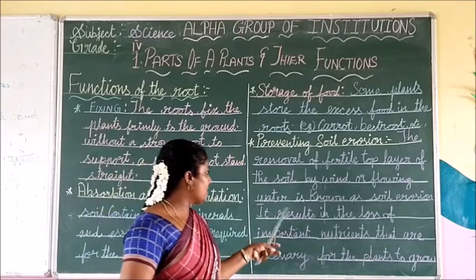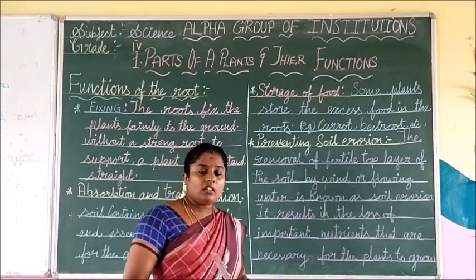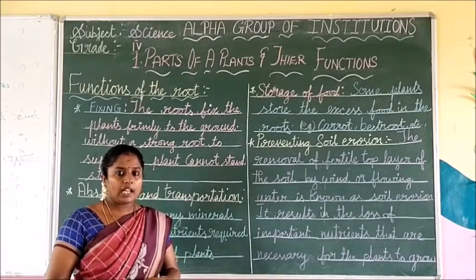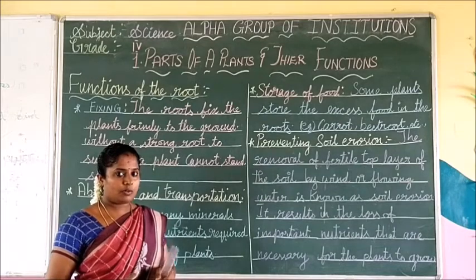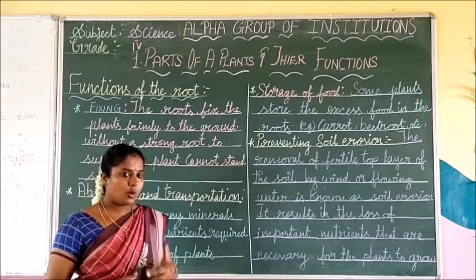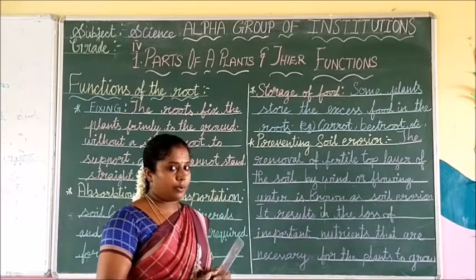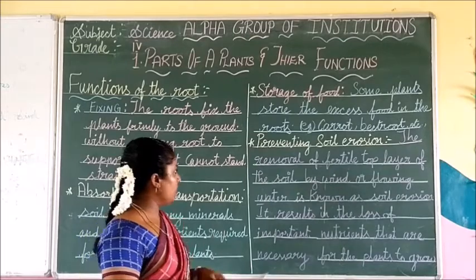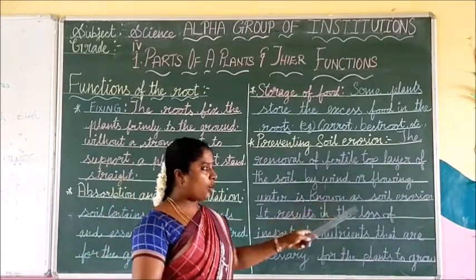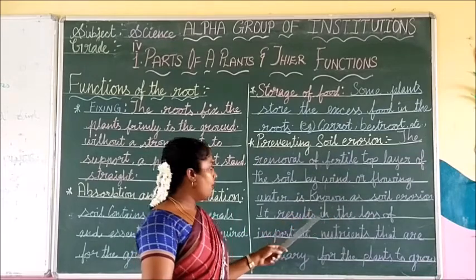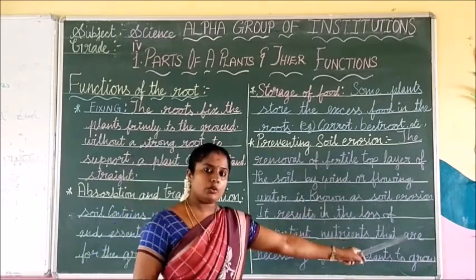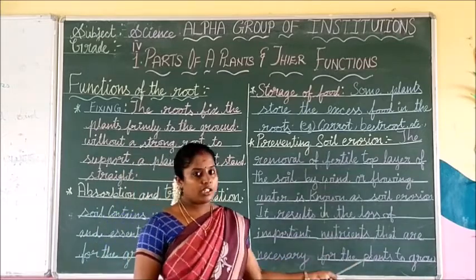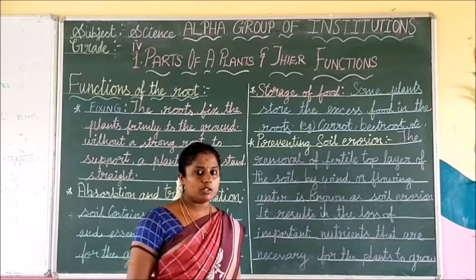But if that fertile layer of minerals gets eroded, how will the plant grow? It won't get any minerals or nutrients from the soil. So we have to avoid that. We have to prevent this soil erosion. The removal of the fertile top layer of the soil by wind or flowing water is known as soil erosion. It results in the loss of important nutrients that are necessary for the plants to grow.